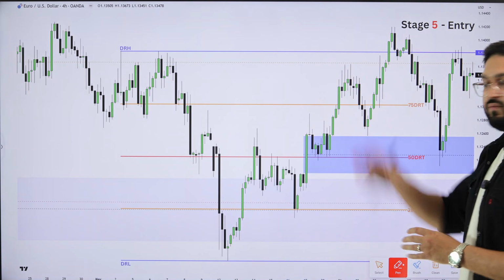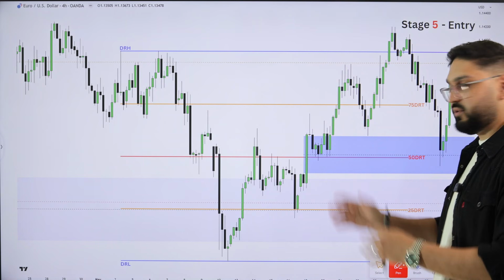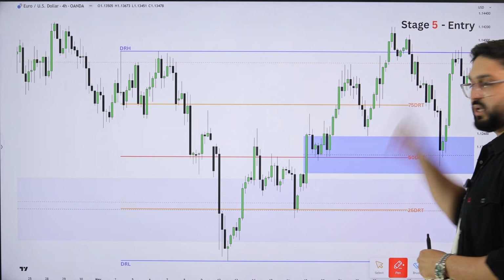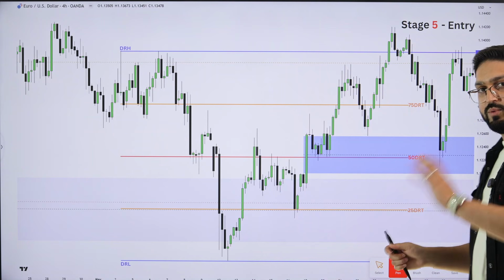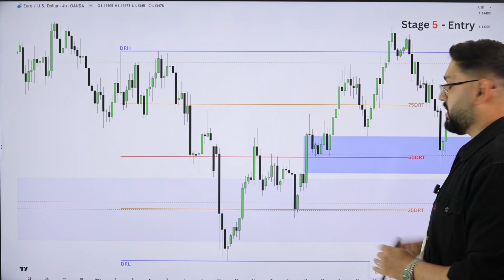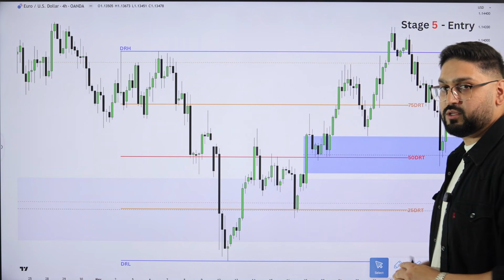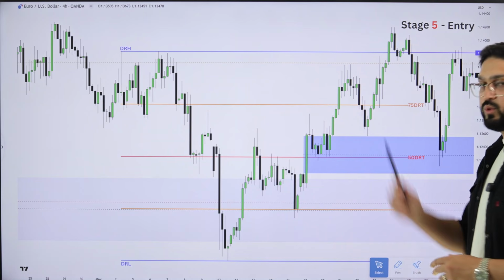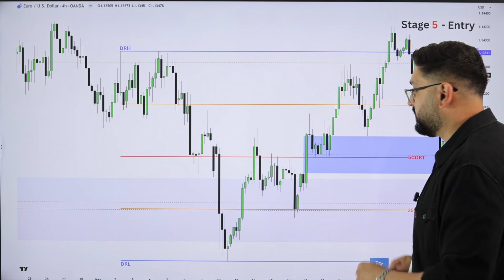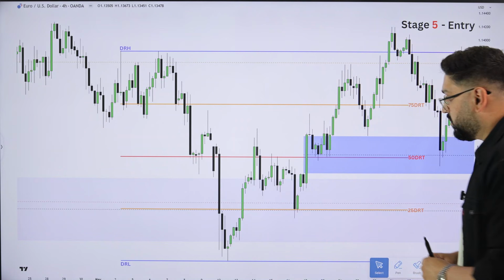Now I explained all of this with entries and everything in the previous video. Again, I'll link that up somewhere. But for the purposes of this video, I want to keep it as simple as possible. Now, at the same time as price was dropping into that 50 DRT level, it's worth noting what was happening with the British pound. I'll leave that for your own homework.